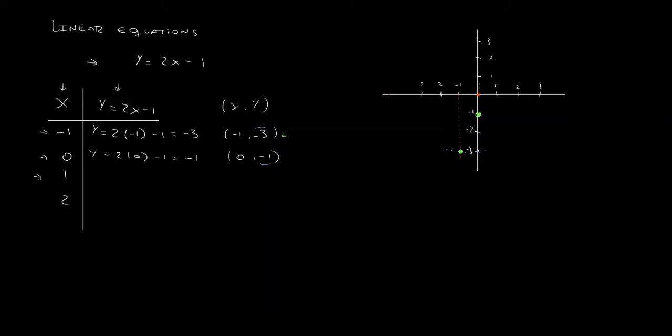Now when x equals 1, y equals 2 times 1 minus 1, which equals 1. The point is going to be 1 for x and 1 for y. So let's add this in the plot. We have 1 for x and 1 for y. This is the point (1, 1).